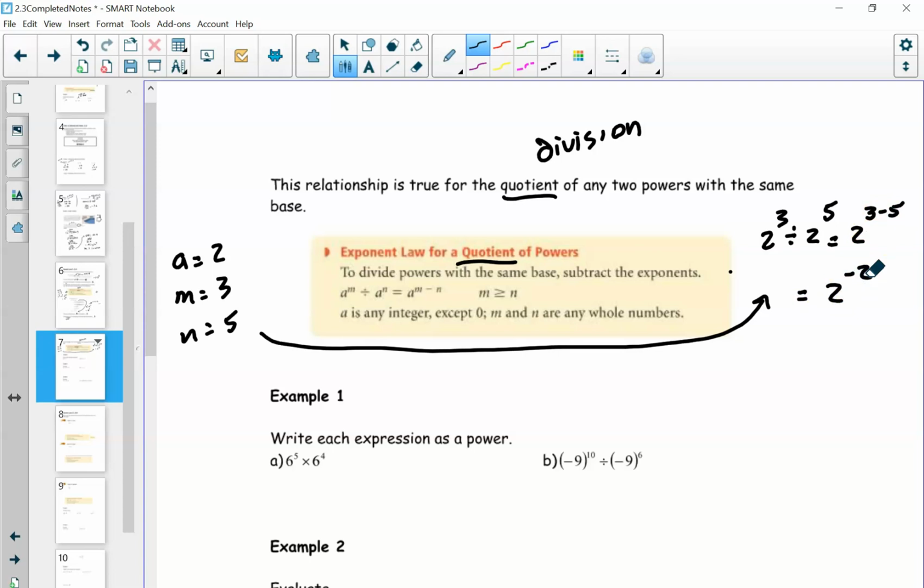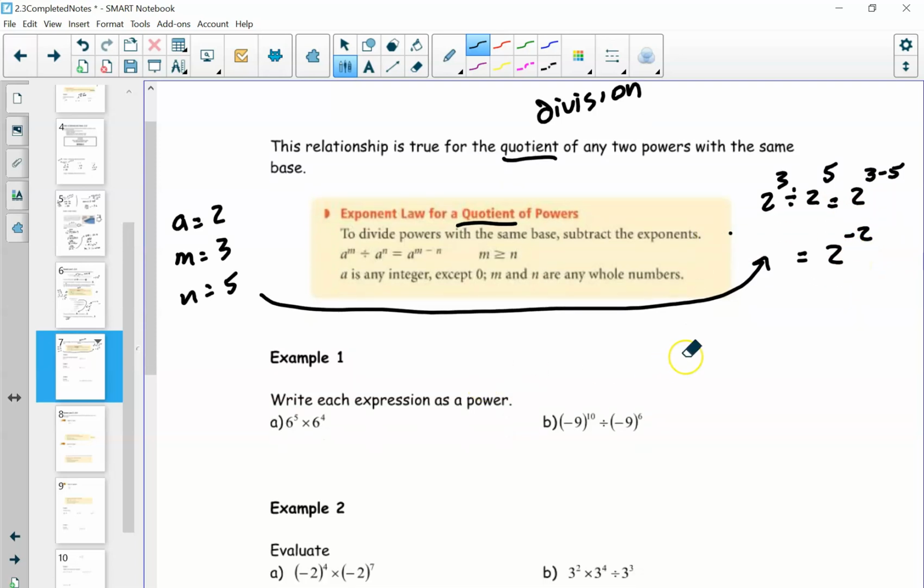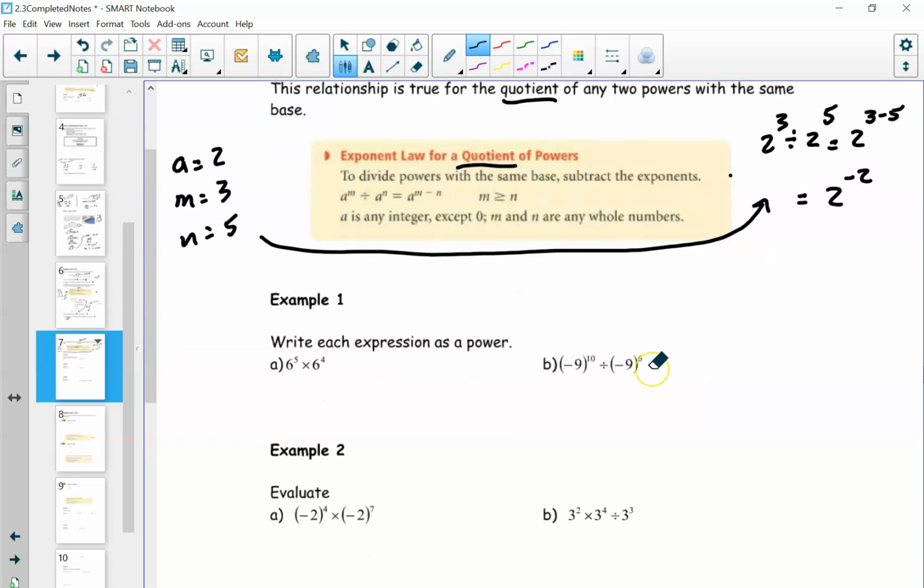Now, we haven't dealt with negative exponents yet, so I'm not going to go too far into that, but the important part is that you get the right number up there. Okay, now let's write each expression as a power, knowing what we know about multiplication and division. Okay, so this one's multiplication. Let's keep that in mind. So for multiplication, it's going to be 6, and then we've got to add these to the power of 5 plus 4. So our final answer is 6 to the power of 9.